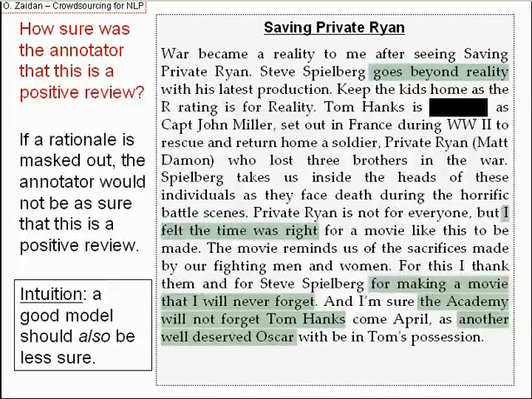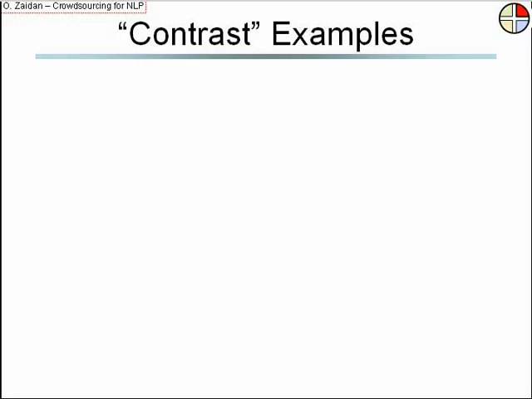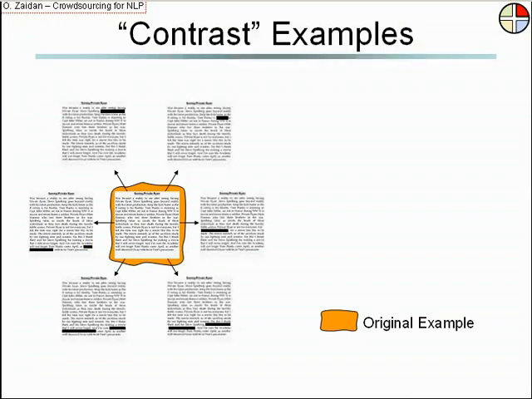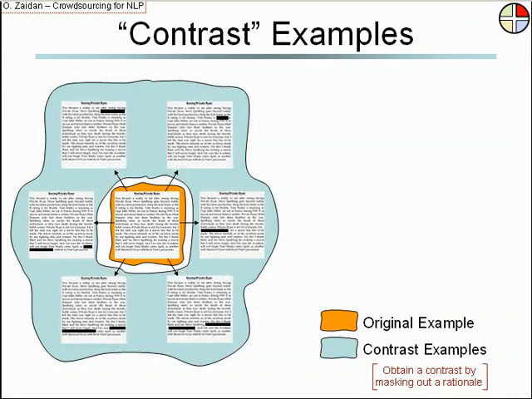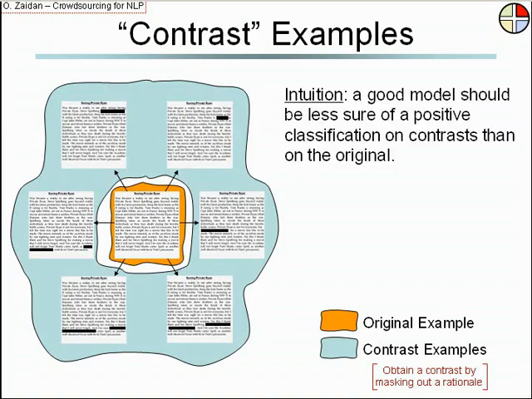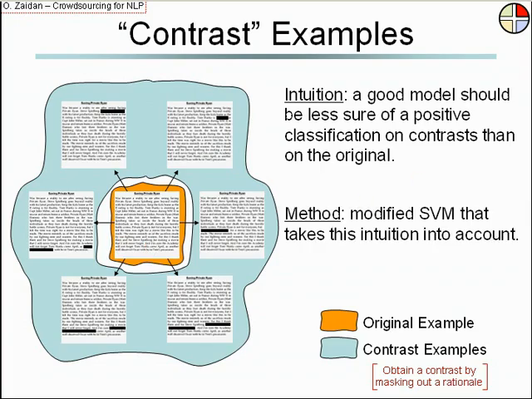And the intuition here is that we'd like a good model to also be less sure about its classification when one of these rationales is masked out. After all, we are trying to mimic a human annotator. So basically what's happening is we're going to generate these contrast examples by taking an original document and generating a number of contrast examples, each corresponding to masking out one of these segments highlighted as rationales. So the good model should be less sure of a positive classification on these contrast documents than it is on the original document. And we'll see how we can modify a support vector machine to incorporate this intuition.